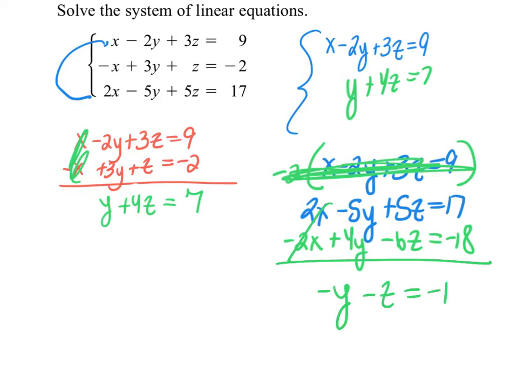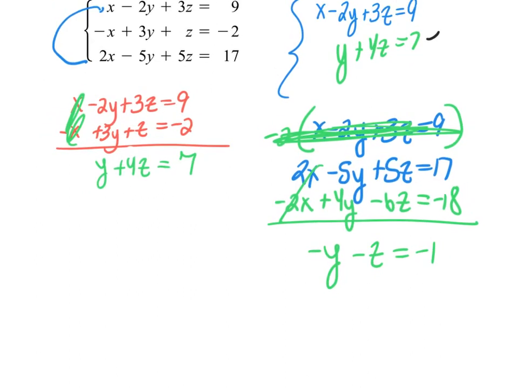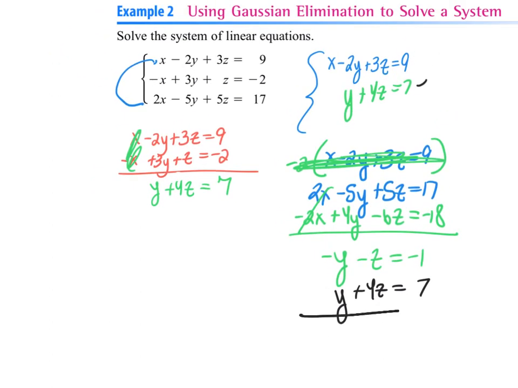You put the second answer. I put the second one, this green one right here. I'm going to use this one because I'm trying to eliminate what letter? Y. I just eliminated the x's. Now I'm trying to eliminate the y's. So now I'm going to combine those two. What happens to the y's?